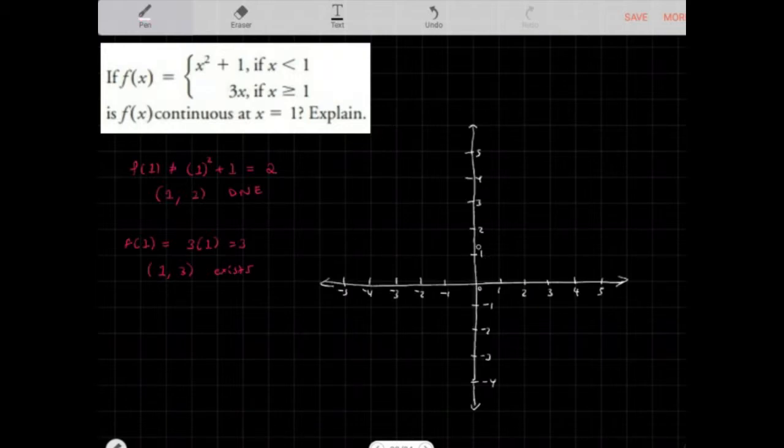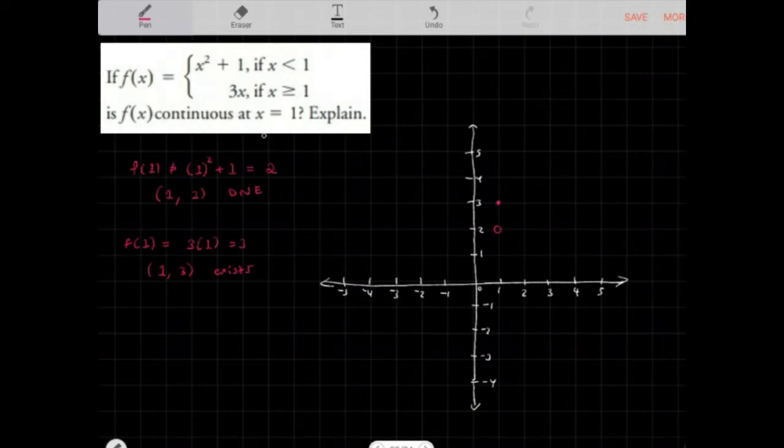All right, so let's graph this function on this graph. So let's first graph x squared plus 1. X squared plus 1 looks like a quadratic function. So we know that the point (1, 2) doesn't exist, right? Because in this case, the condition for this function is x has to be less than 1. So (1, 2) will actually just look like a hole, right? So it's going to be a hole at this point. However, (1, 3) should exist, right? So (1, 3) should exist.